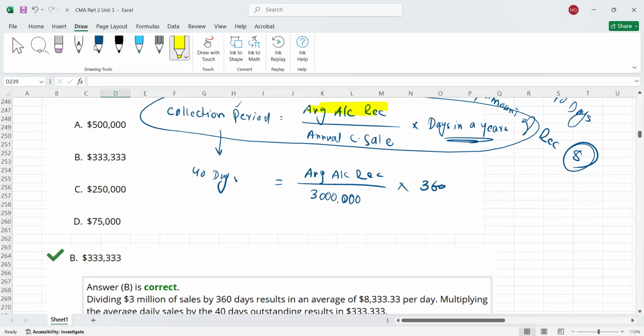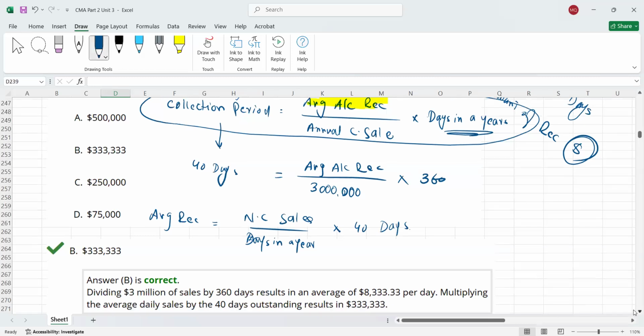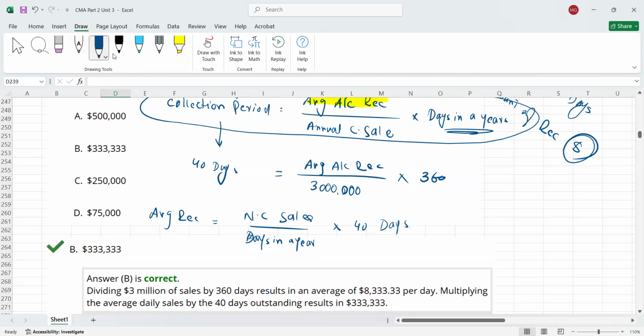So average receivables equals net credit sales divided by number of days in a year, and multiplied by collection period. Collection period is 40 days. Can you just check now? Credit sale is 3 million, by the way. Just put the figures.